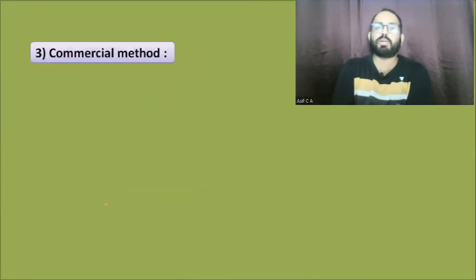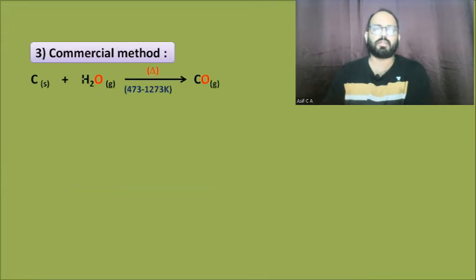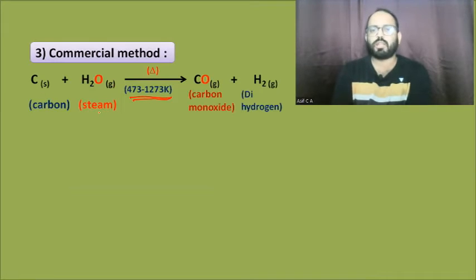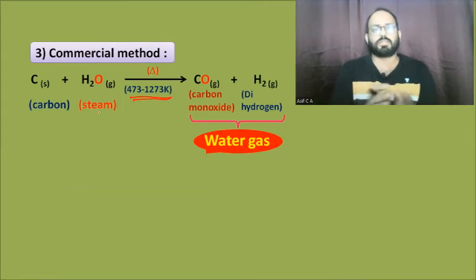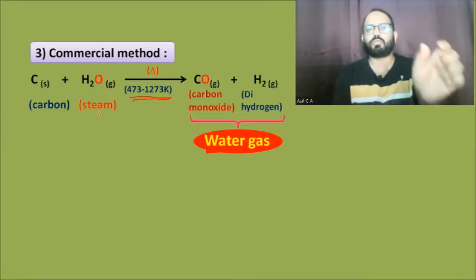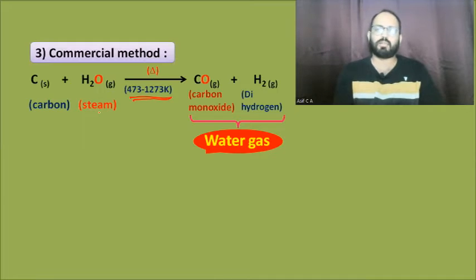ஓகேங்களா? Then commercially, how are you going to prepare carbon monoxide? You are going to heat this carbon with steam at a very high temperature in the range 473 to 1273 Kelvin, and you are going to get carbon monoxide plus H2. And this together will be called by a name. What name? Yeah, water gas. Water gas எப்படி prepare பண்ணுவேன்? கார்பனை ஸ்டீம் கூட ரியாக்ட் பண்ண வைக்கிற at a very high temperature 473 to 1273 Kelvin.